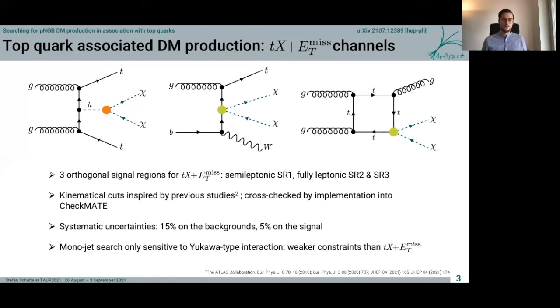Now, you can probe this Lagrangian that I've shown you before also in other channels. For instance, there already exists a study on the derivative Higgs portal and how this can be constrained by off-shell production of the Higgs in the vector boson fusion channel, which I will come back to at a later point. Now, we also had a look at the monojet channel, which is interesting regarding, for instance, this diagram here on the right. But we found that the constraints you get there are not as strong as the ones from this t-X plus missing energy channel.